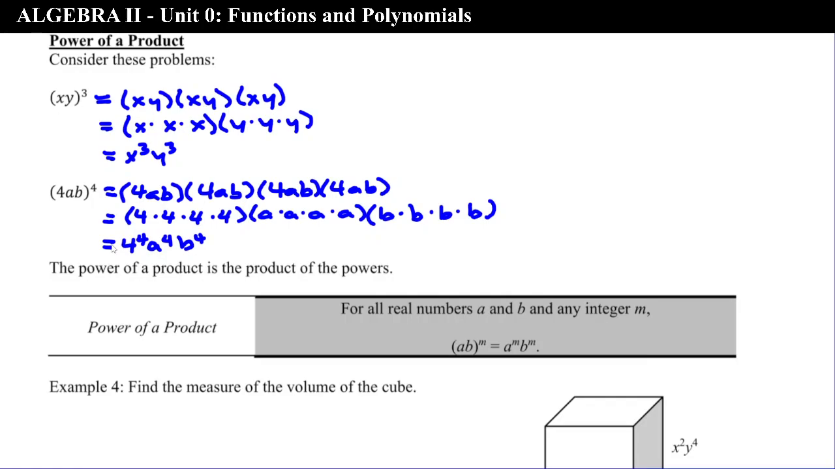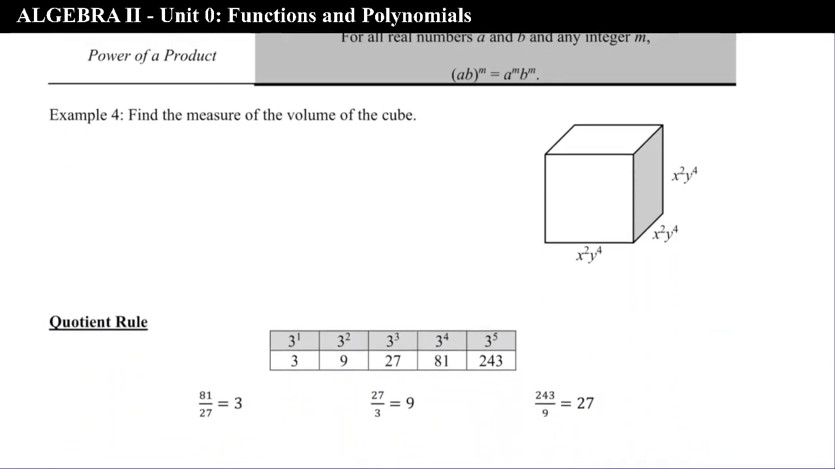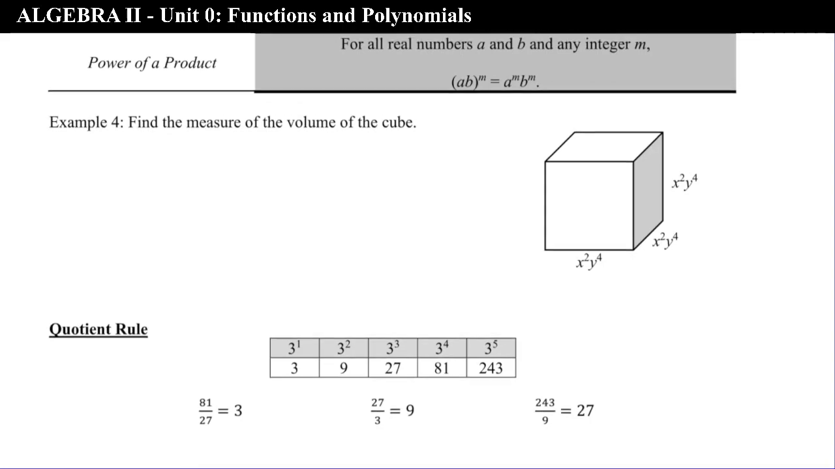So that's our power of a product rule. For all real numbers a and b and any integer m, ab all to the m equals a to the m times b to the m. So let's work with this rule that we just found and do an example. All right, let's go back to some geometry.